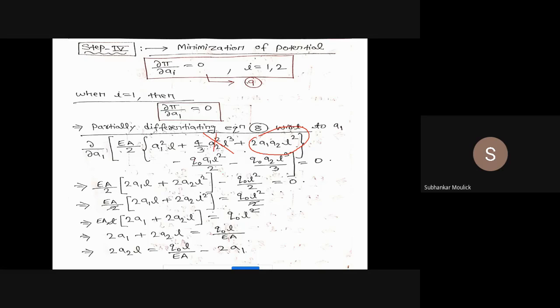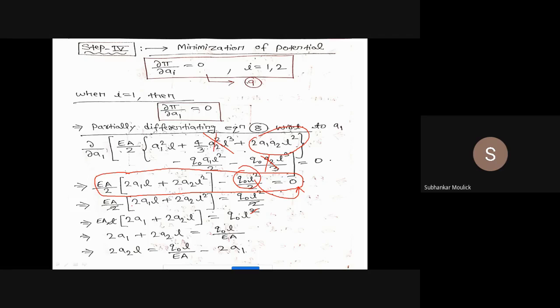That means it will be Q naught L square by 2. Again, I will not take this term because in this term A2 is present. So this is the resulting equation after partial differentiation with respect to A1. I can bring this quantity to the right hand side. So it will become EA by 2 into 2A1 L plus 2A2 L square equal to Q naught L square by 2. The 2 cancels, and this L and this L get cancelled.